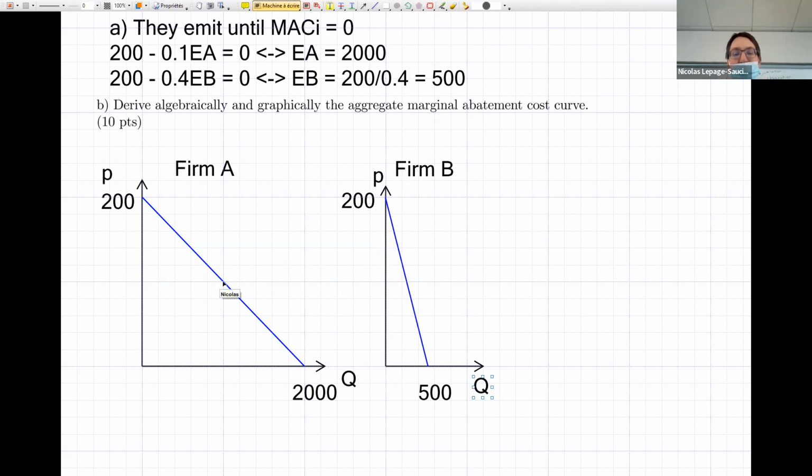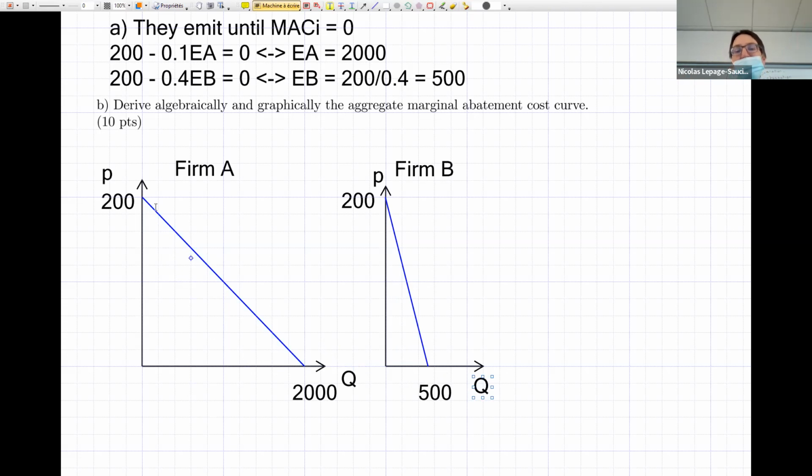Well, I could have asked the first firm to abate 2000 minus, so this would be 1000. And then the second firm would have abated like 250 maybe. So then the total abatement here would have been 1000 plus 250, so 1250. And if I want the aggregate curve, so I want the value of the total emissions abated at every possible price value, the way I must do it is add up the quantities. So yes, we do need to invert the curves.